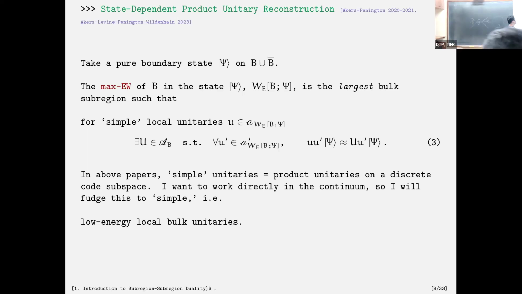So max EW, which I will denote by WE, depends on the boundary subregion and on the boundary state. It is the largest bulk subregion satisfying a certain condition for a set of simple local unitaries in this max EW.